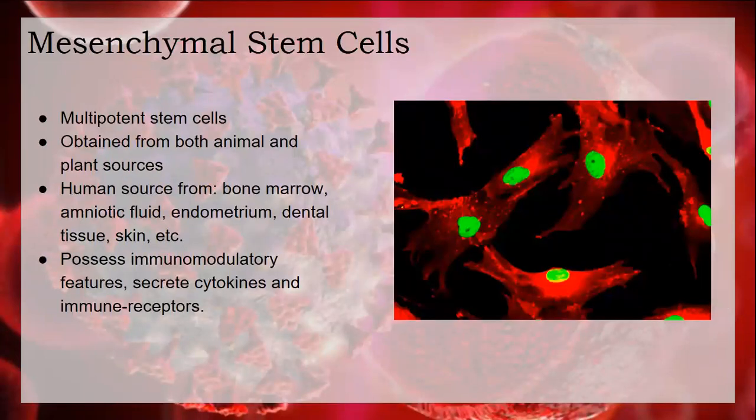Mesenchymal stem cells are multipotent stem cells, meaning that they can differentiate into many body cell types. These cells can be obtained from various sources, being the bone marrow, skin tissue, adipose tissue, dental tissue, amniotic fluid, and the endometrium. Mesenchymal stem cells are known to possess immunomodulatory features and they also secrete cytokines. They possess immune receptors on their surface which help in fighting against immune reactions.